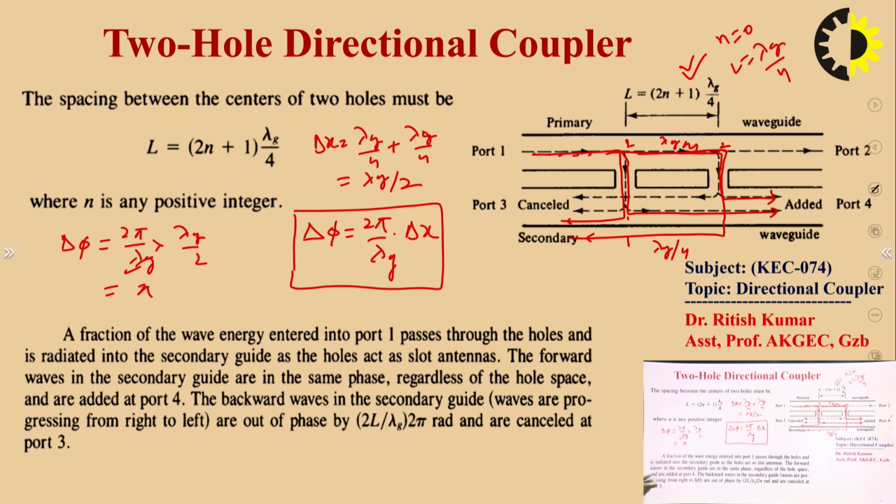That's why we call P3 an isolated port from P1, and you get the power at port number 4 here, right? And port number 2 is a through port. Whatever input you give at port number 1, you receive at port number 2, right? So this is the functionality of the two-hole directional coupler, how it works. This is the main point you have to remember, that is lambda g by 4.